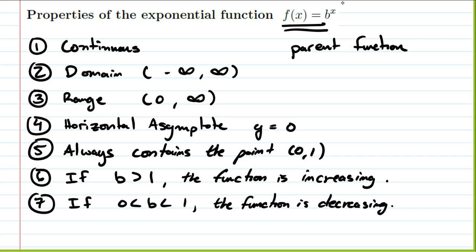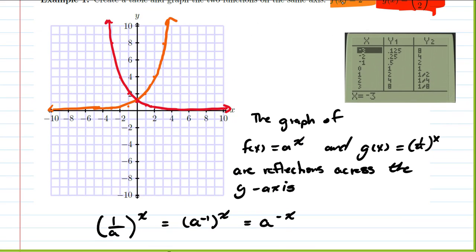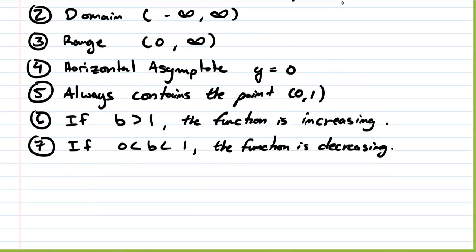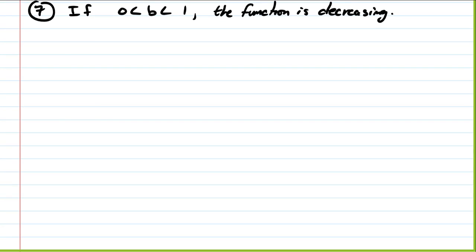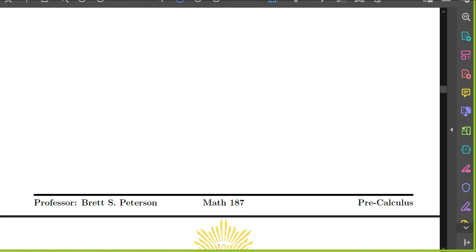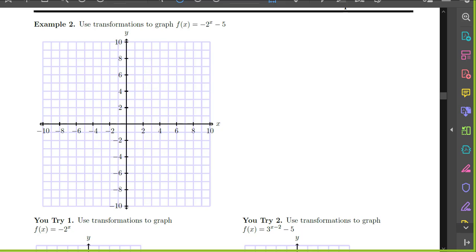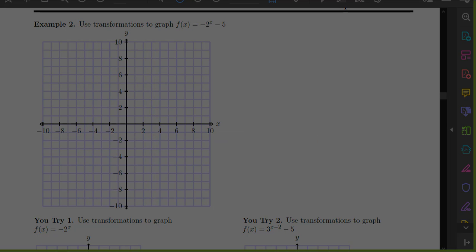So as far as our shifting rules go that we've talked about in the previous section, remember that chart we had? We're going to use it again. And this is what our parent function looks like, is the graph in orange. We can apply all of our shifts to said function. All right, with all of these facts, we are now ready to do some examples.